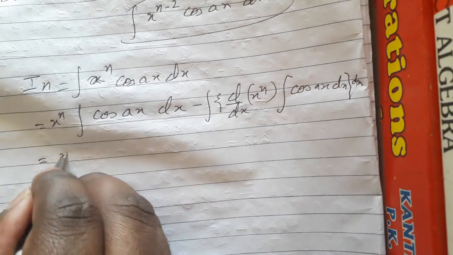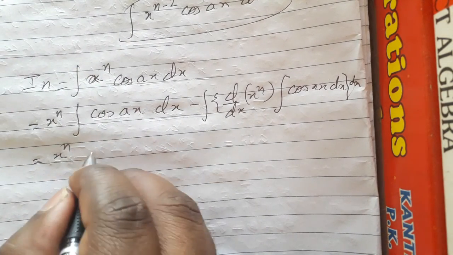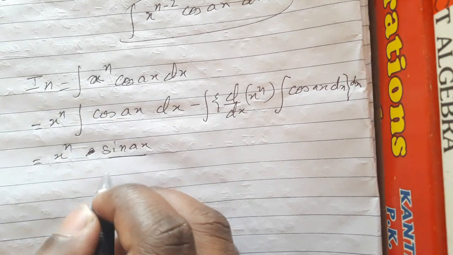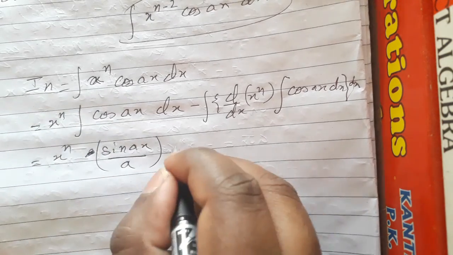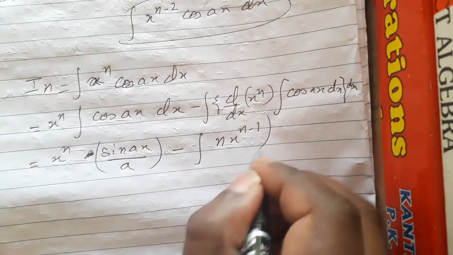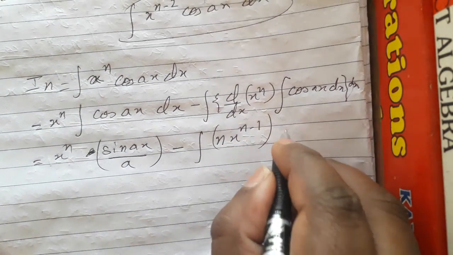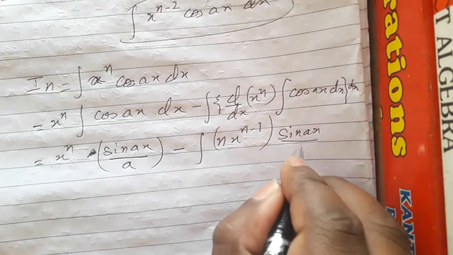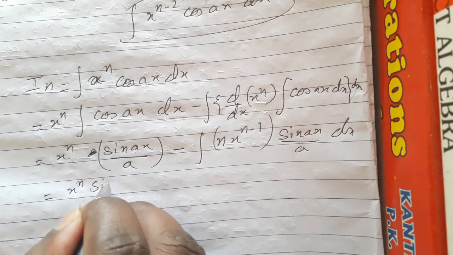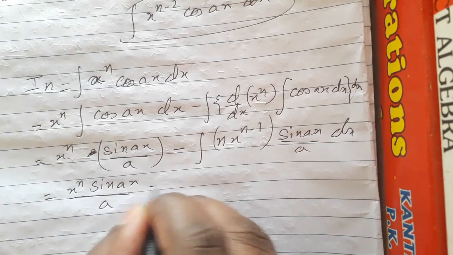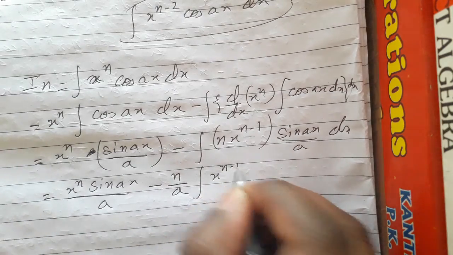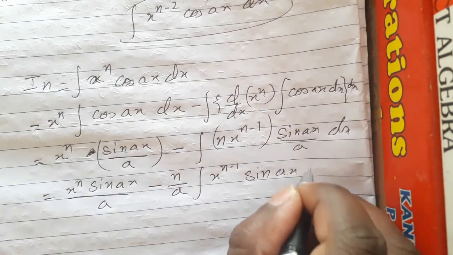Okay, so we have this as x to the power n. This is minus sine ax by a, sorry, the integration of cos ax is sine ax by a, so we get this minus the differentiation of this, which gives nx^(n-1), and the integration of this is nothing but sine ax by a, dx. Okay, so this is x^n sine ax by a minus n by a, where a is a constant, so it will come out. So we have x^(n-1) sine ax by a dx.